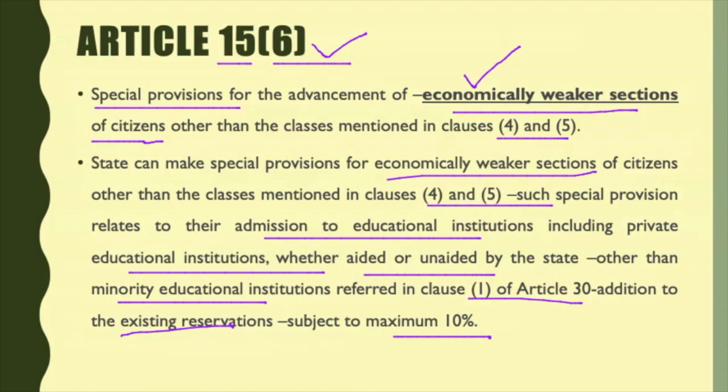If you read the explanation of clause 6, it states that for the purpose of this article and article 16, economically weaker section shall be such as may be notified by the state from time to time on the basis of family income and other indicators of economic disadvantage. So your economically weaker sections is not properly defined. Till now we have covered all the clauses of your article 15. Now, we need to supplement them with the case laws.